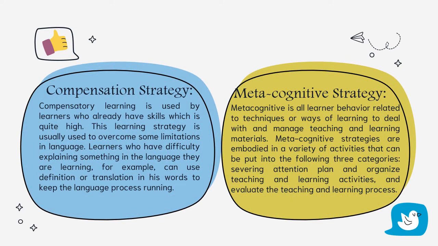Third, compensation strategy. Compensatory learning is used by learners who already have quite high skills. This learning strategy is usually used to overcome some limitations in language. Learners who have difficulty explaining something in the language they are learning, for example, can use definition or translation in their own words to keep the language process running.